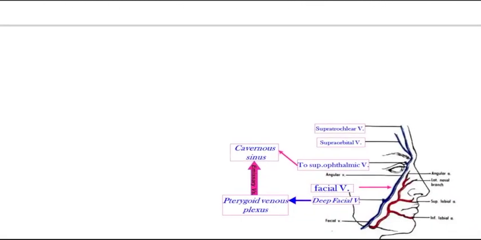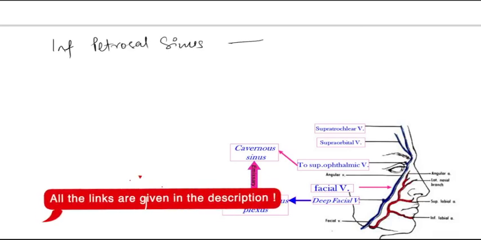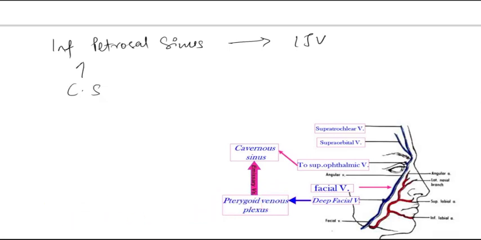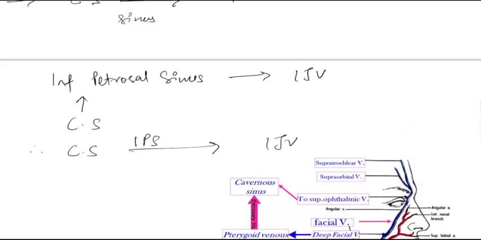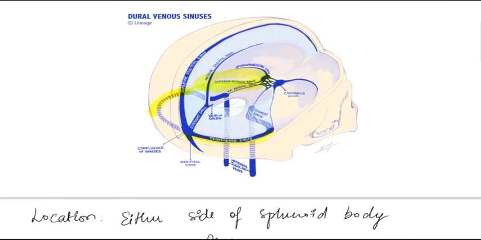And then we have one more sinus here, the inferior petrosal sinus. This drains into internal jugular vein, and cavernous sinus drains into inferior petrosal sinus. Therefore, cavernous sinus drains into internal jugular vein through inferior petrosal sinus. Now we can see this in this picture. There's inferior petrosal sinus, this one. It connects the cavernous sinus with the internal jugular vein here.